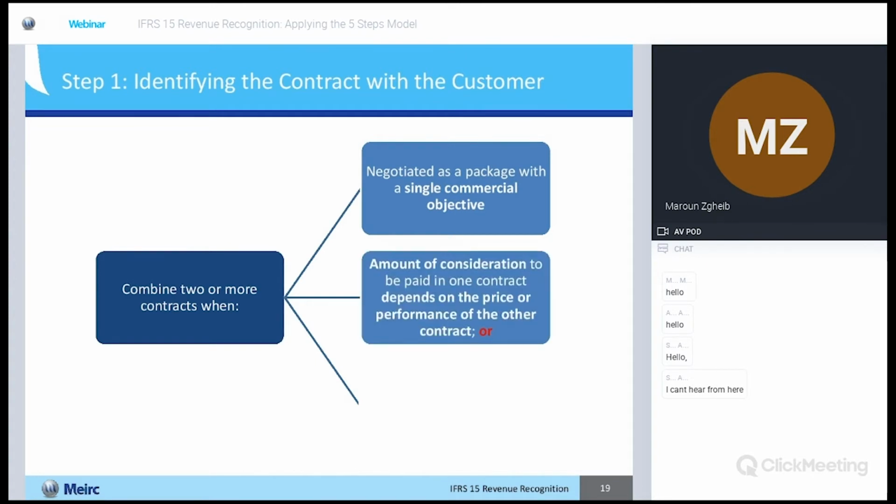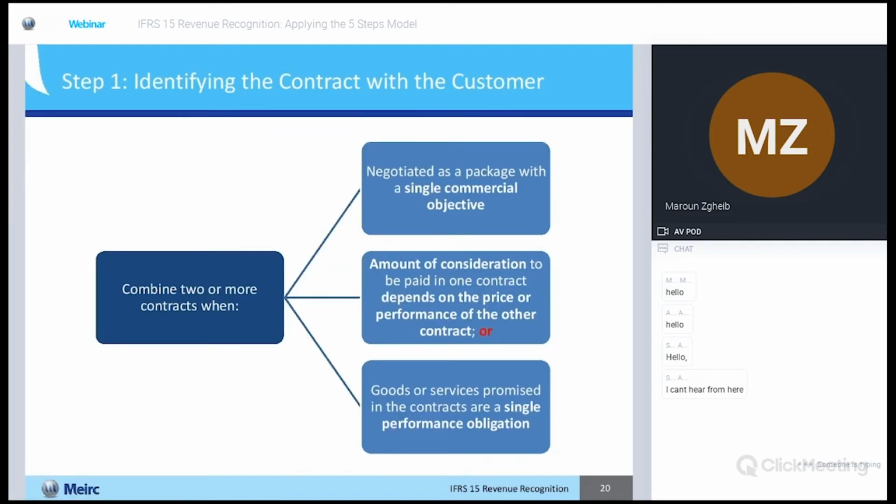The second condition to combine two contracts is that the amount of consideration to be paid in one contract depends on the price of the other contract. This is another condition for two contracts to be treated as one contract. The third condition is that the goods or services promised in the contracts are a single performance obligation.